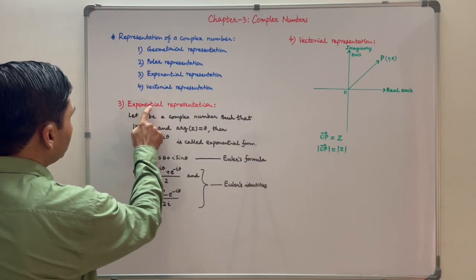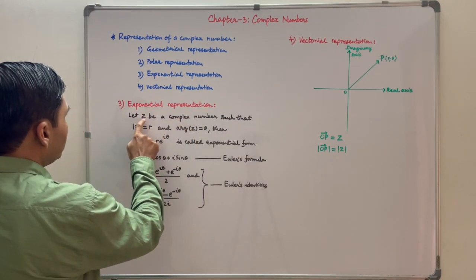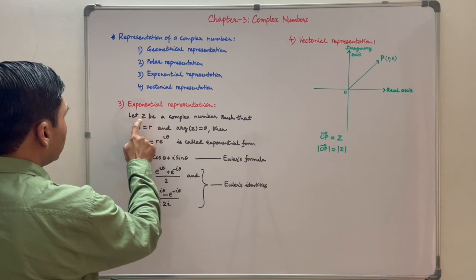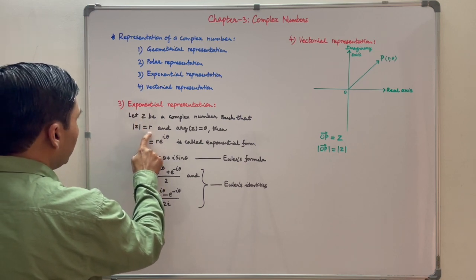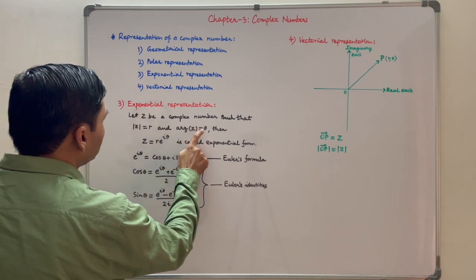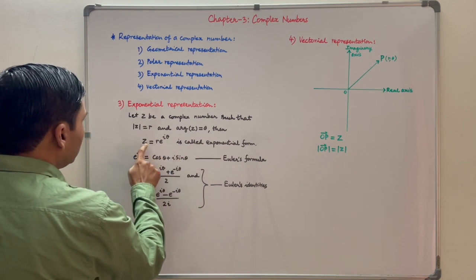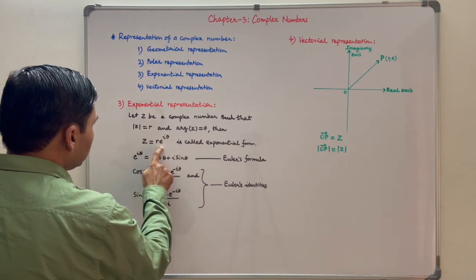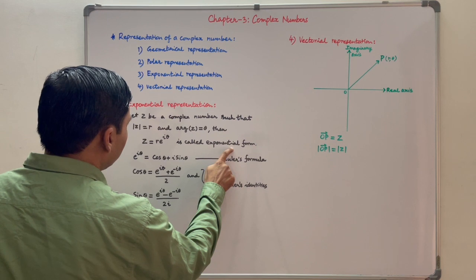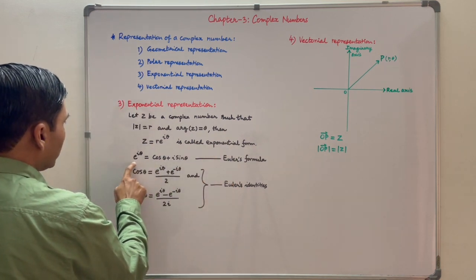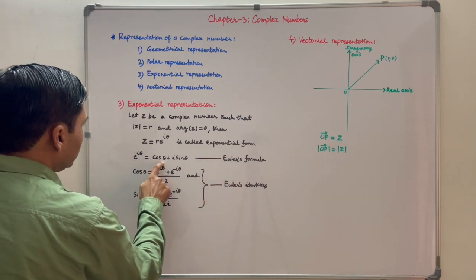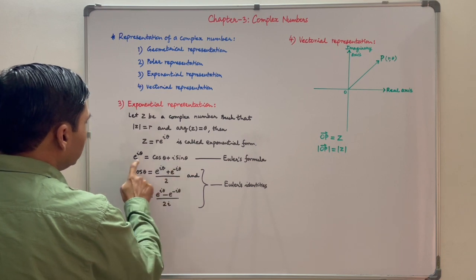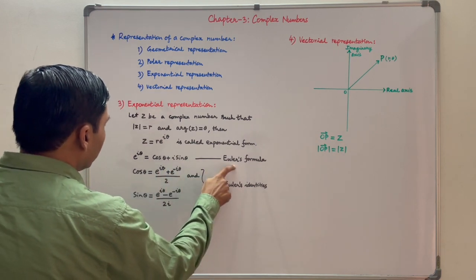Third one, exponential representation. Suppose z be a complex number such that mod z is equal to r and argument of z is equal to theta. Then z is equal to r e to power i theta is called as exponential form. Here e to power i theta is equal to cos theta plus i sin theta. This is known as Euler's formula.